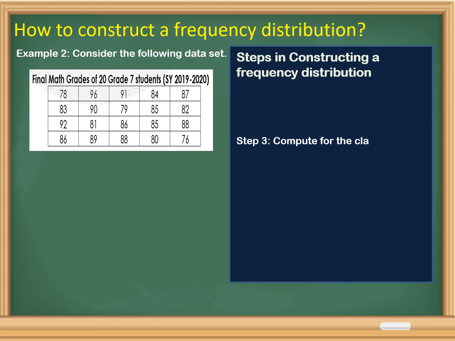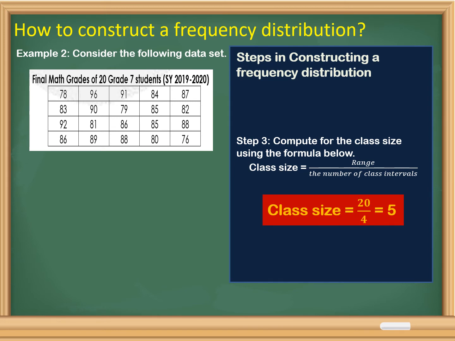Step 3, compute for the class size. Using the formula below, class size is equal to range over the number of class intervals. Again, to get the class size, we need the value of range, which is equal to 20, and the number of class intervals. In other words, we will decide the number of class intervals. In this case, we set the number of class intervals equal to 4. Therefore, the class size is 5.